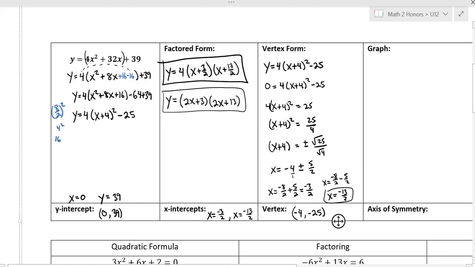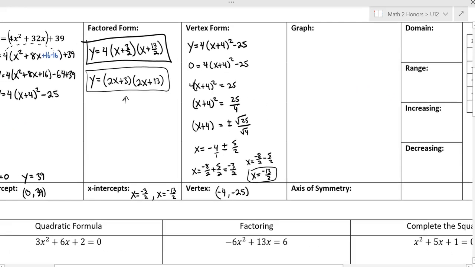Okay, so I went a different route here. If you had factored first, you'd get the second one, the 2x plus 3 and the 2x plus 13. And then from there you'd get your x-intercepts that we got, and that works. And then you can get the vertex and find vertex form. I went a different route. There's different ways to do this, and they're all okay. The bottom line is that you're getting these answers.